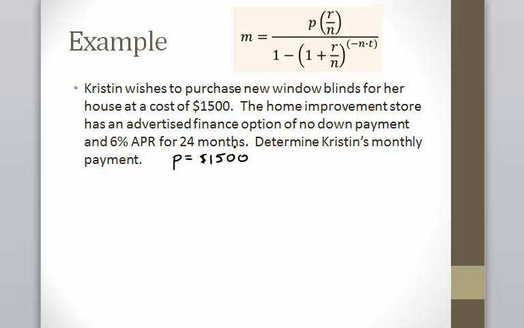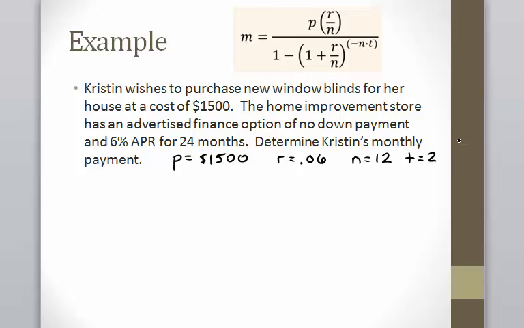R is the annual percentage rate as a decimal number. So 6% written as a decimal will be 0.06. N is the number of payments per year. We know that the interest compounds monthly, and so the number of payments per year is going to be 12. And T is the time in years. She's financing for 24 months, so T is equal to 2 years.